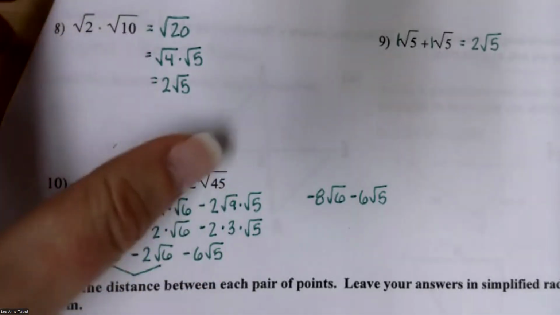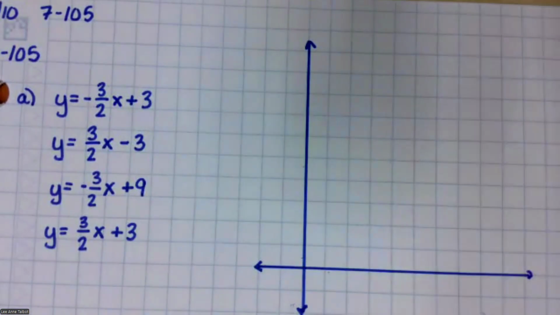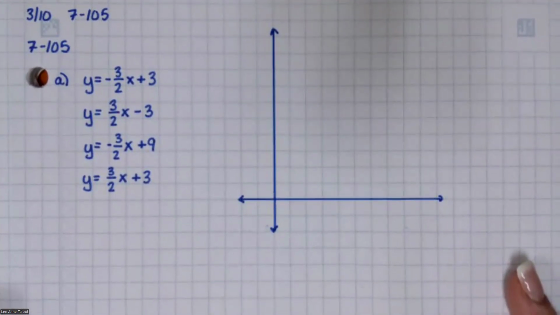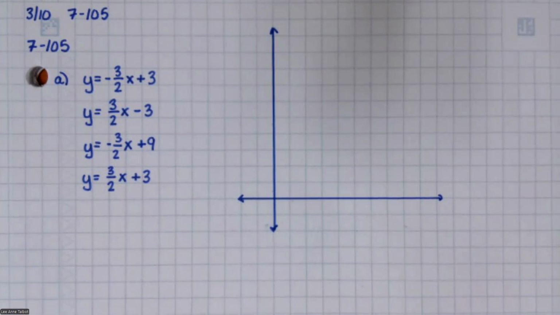Alrighty, scooch that aside, grab your notebook. Number 105 has an A, B, and a C. So there's three graphs. Our goal is to graph them, figure out what shape it is, and prove it.